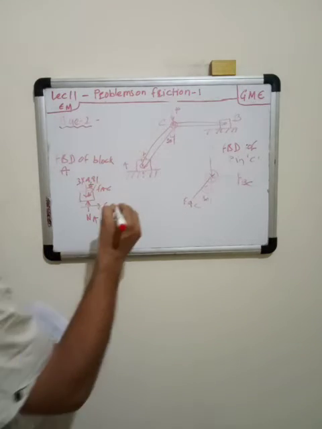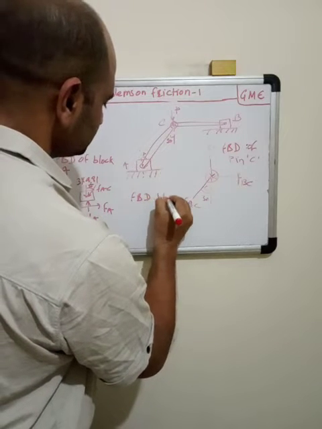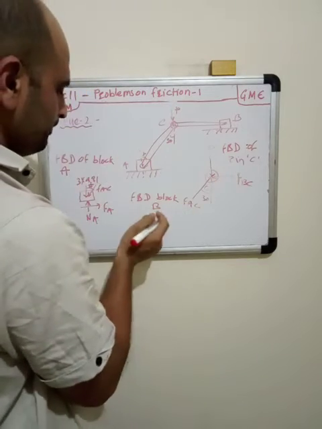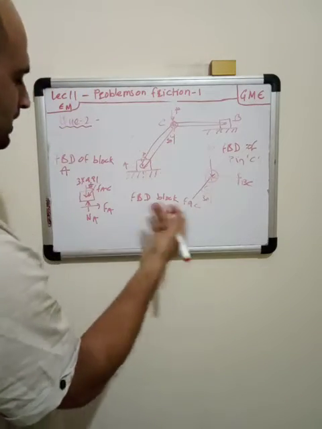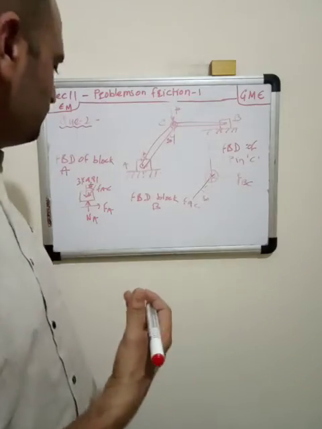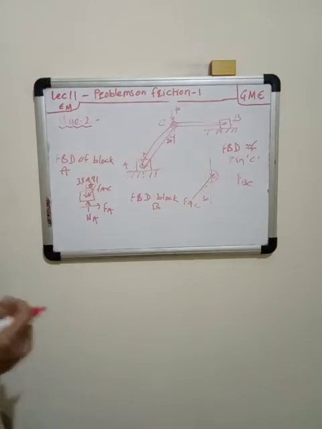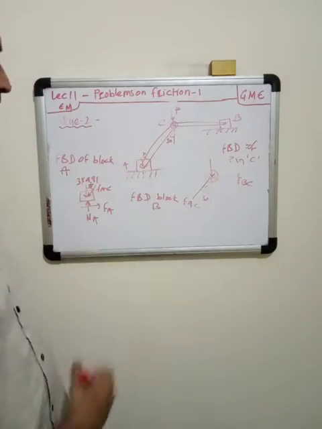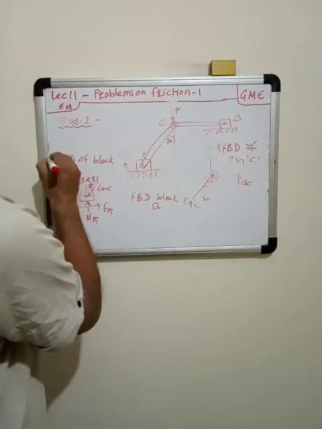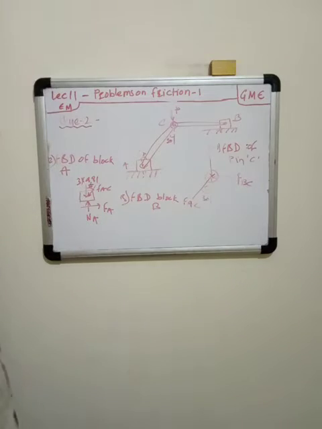Next we will move to the free body diagram of block B. Please, you do this yourselves, guys. I will do it later so that you can cross-check whether what you have done and what I am doing are correct. I'll give you two to three minutes. Please do this by yourself. This is the first free body diagram, this is the second of block A, and this is the third of block B.